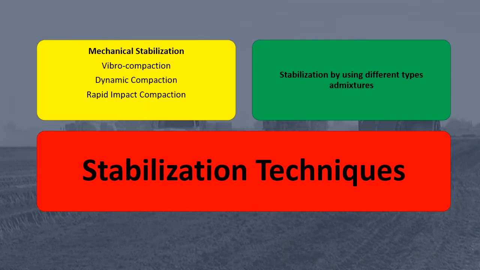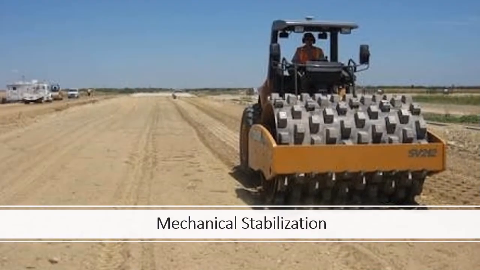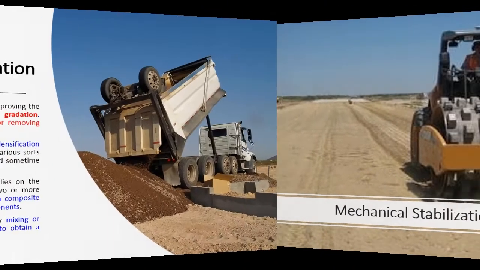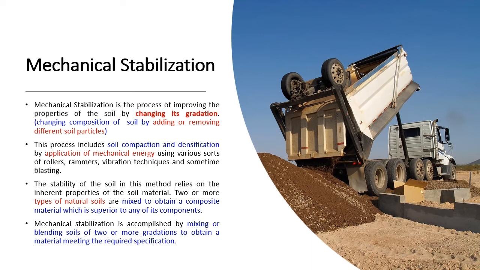Stabilization of soil can be done using mechanical stabilization or stabilization by using admixture. The first technique that we are going to look into is mechanical stabilization. Mechanical stabilization is the process of improving the properties of the soil by changing its gradation, which is changing the composition of soil by adding or removing different soil particles.